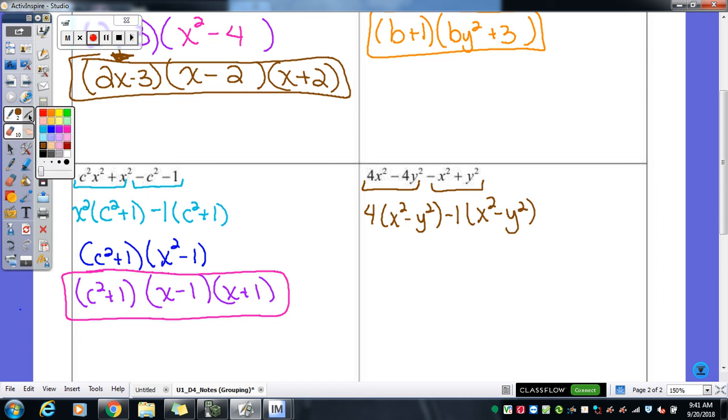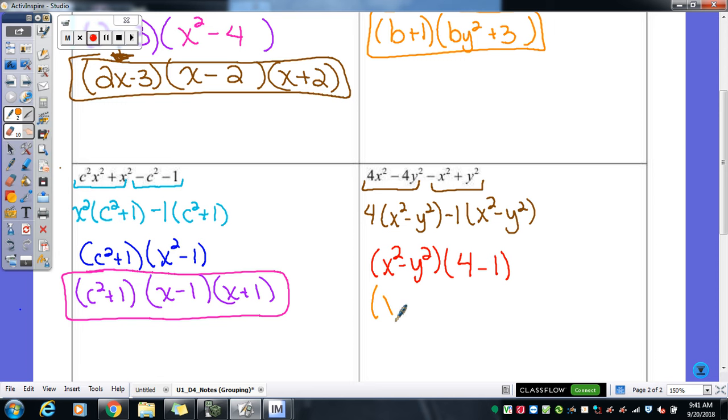By taking out that negative 1, now I have the same thing inside my parentheses. I got x squared minus y squared. So we'll put my x squared minus y squared first. And then I got a 4 minus 1. Can I factor either of those again? Yeah, x squared minus y squared. That's dots factoring. So that'd be x minus y, x plus y.